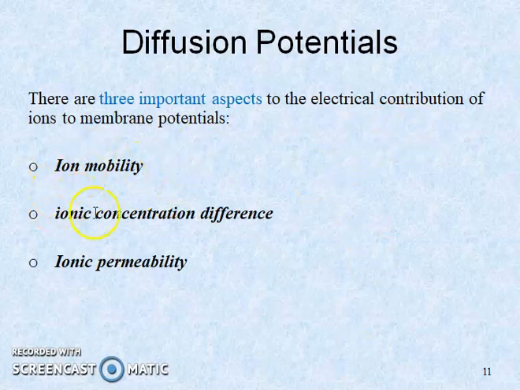One is called ion mobility, that is how mobile the ions are. Second, ionic concentration differences. What are the generalized concentration differences inside the membrane and outside the membrane, that is intracellularly and extracellularly? And third, ionic permeability: how permeable the membrane is for the movement of ions. Let's talk about them one by one.